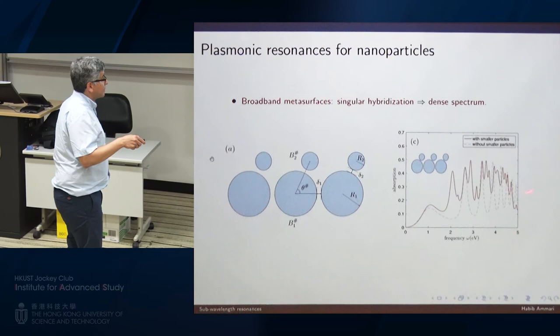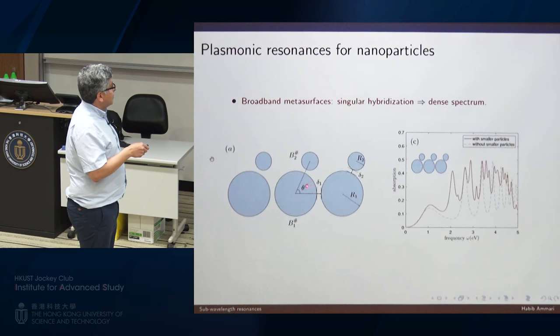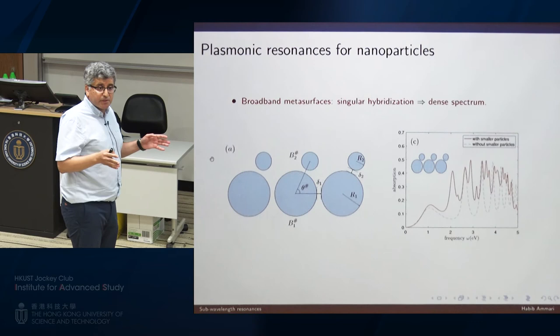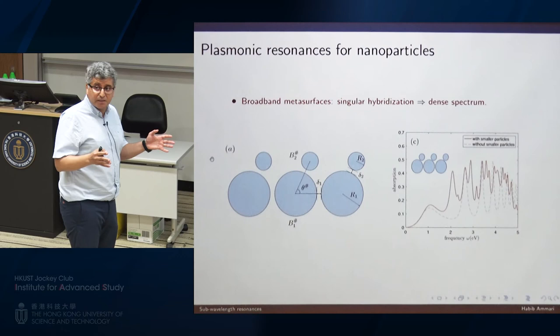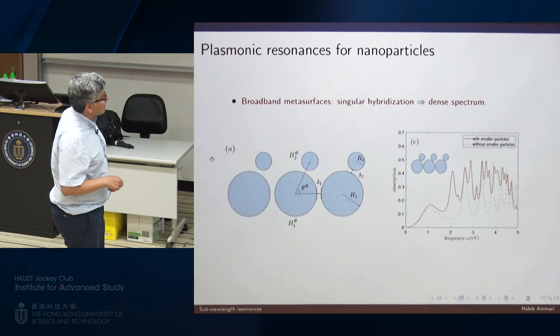Now, if you put this theta to be pi over 2, there is a lot of symmetry. If there is a lot of symmetry, there is a lot of degeneracy, so your spectrum is less dense. So you have to design structures which are not symmetric. And this one looks like a good one. OK, now maybe I skip this part.